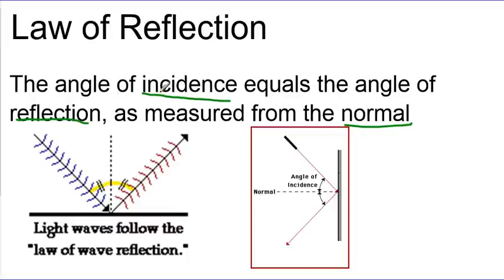This will become very important when we talk about refraction later on and we work with the sine of the angle. If you don't use the angle from the normal, you won't get the right answer. And so whenever light comes in and hits a surface, the angle that it reflects at will be dictated by the law of reflection.